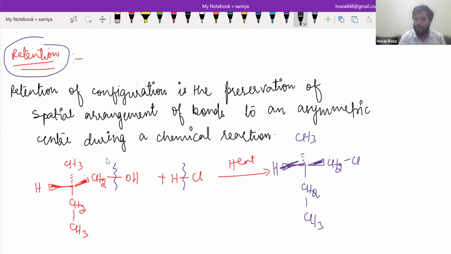There are reactions where the configuration will be totally opposite after reaction, or you can say the spatial arrangement of the bonds will be totally opposite from the reactant. If you compare it with the product, here you can see OH is in the plane and here Cl is also in the plane. That's why this is called retention of configuration. Please write it.